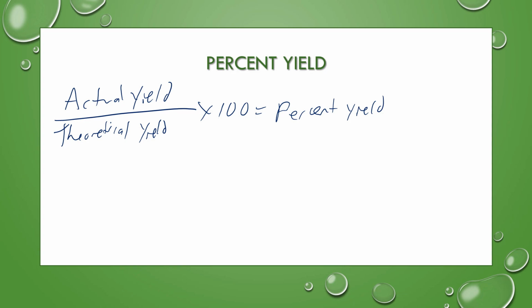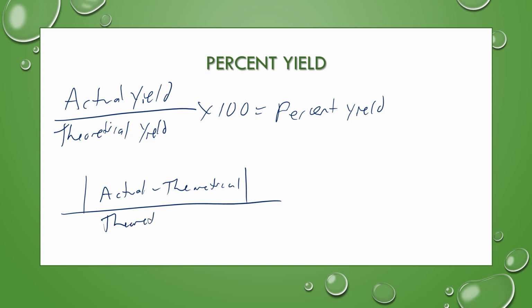Now notice that this is different from percent error. Percent error is actual minus theoretical, absolute value there, all over theoretical, times 100. So this is percent error. This is how far off you are from your goal of the theoretical yield. So just be careful with the two there.